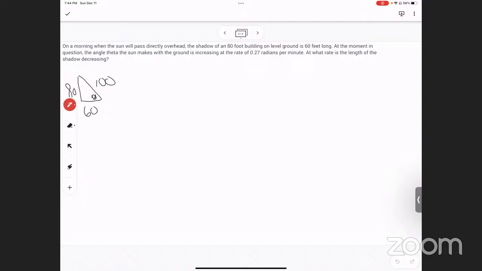When the sun is passing directly over the shadow of an 80-foot building, and so on, the angle theta, yep, this is your angle, is increasing at a rate. So d theta dt equals 0.27 radians per minute. At what rate is the length of the shadow changing? We'll call that dl dt, and this bottom distance is L right here.